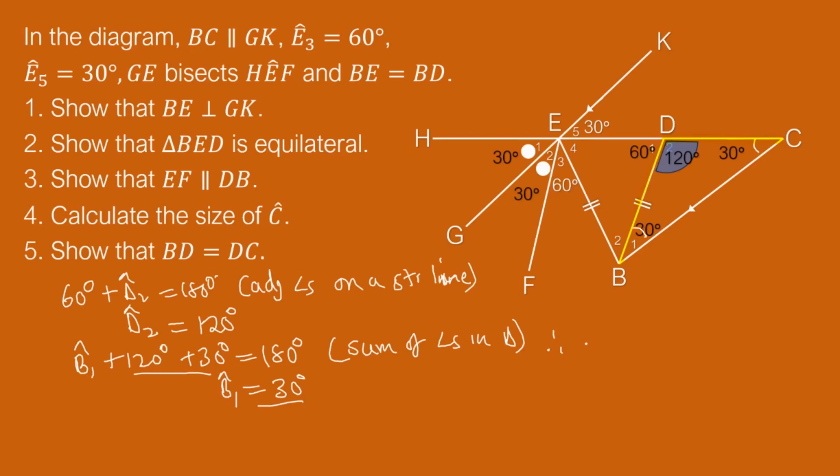Therefore, we can conclude and say BD is equal to DC, since these are sides opposite equal angles. Okay, that's that.